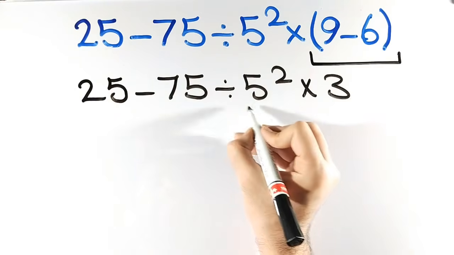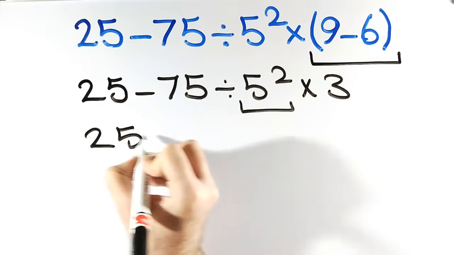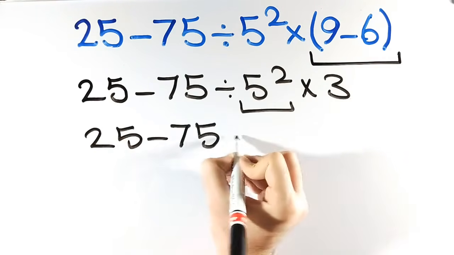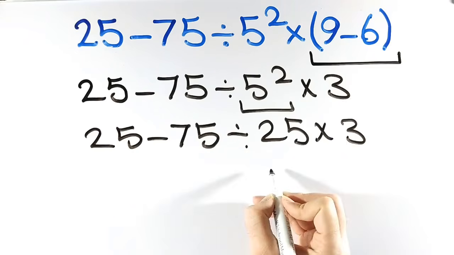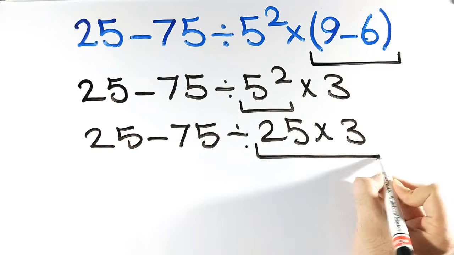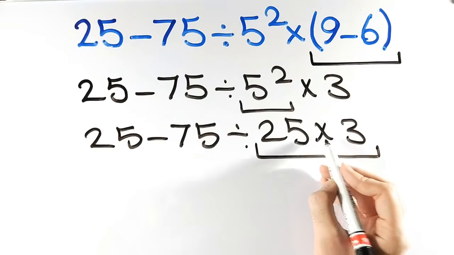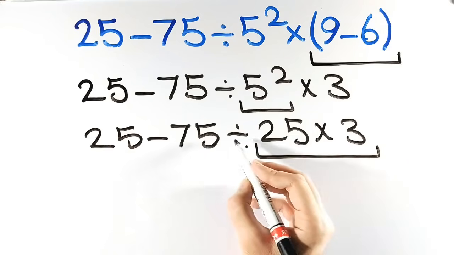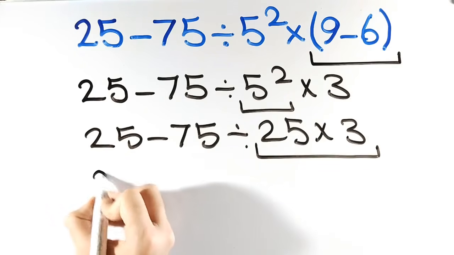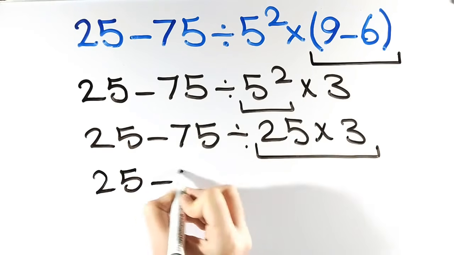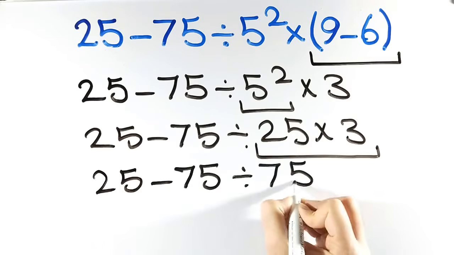And the next step, they go for the exponent and write this expression as 25 minus 75 divided by 25 multiplied by 3. Then they go for the multiplication between 25 and 3 because they think multiplication has priority over division. So instead of this expression, they write 25 minus 75 divided by 75.